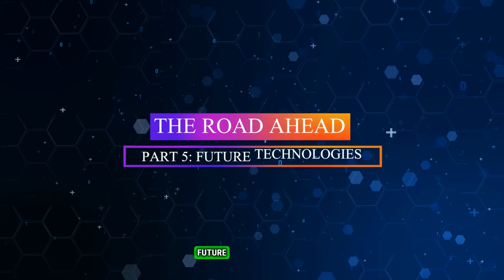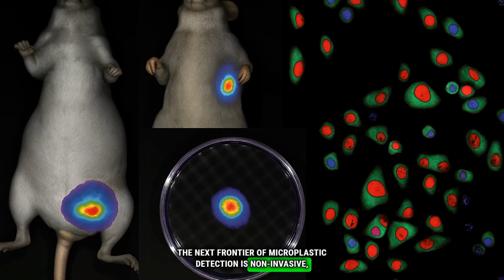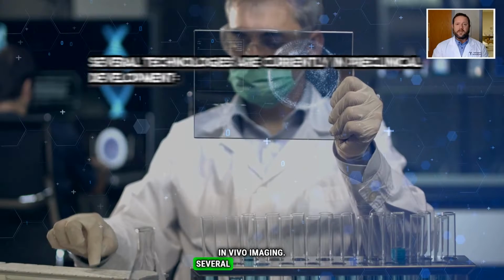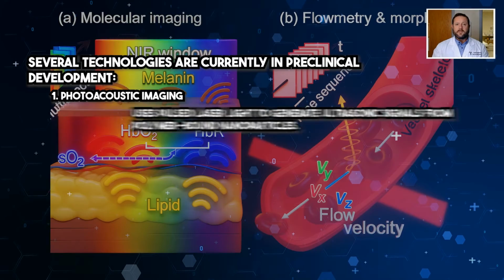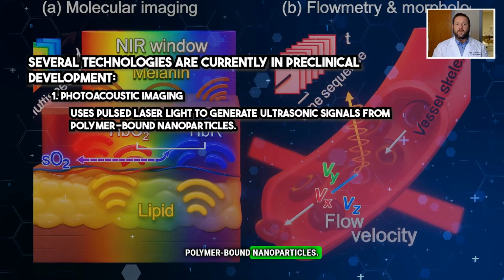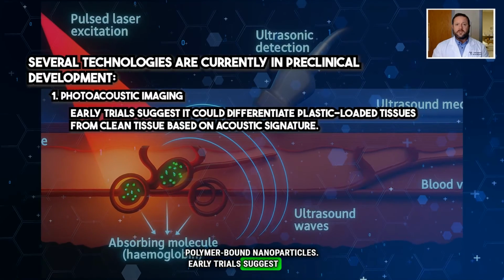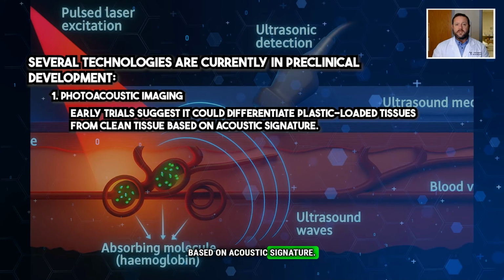Part 5, Future Technologies, the road ahead. Let's take a moment to look ahead. The next frontier of microplastic detection is non-invasive in vivo imaging. Several technologies are currently in preclinical development. Photoacoustic imaging uses pulsed laser light to generate ultrasonic signals from polymer-bound nanoparticles. Early trials suggest it could differentiate plastic-loaded tissues from clean tissue based on acoustic signature.